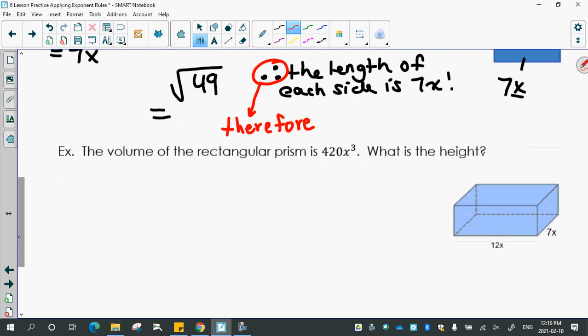Okay, the volume of the rectangular prism is 420x cubed. What is the height? The volume of the rectangular prism is 420x cubed. What is the height?